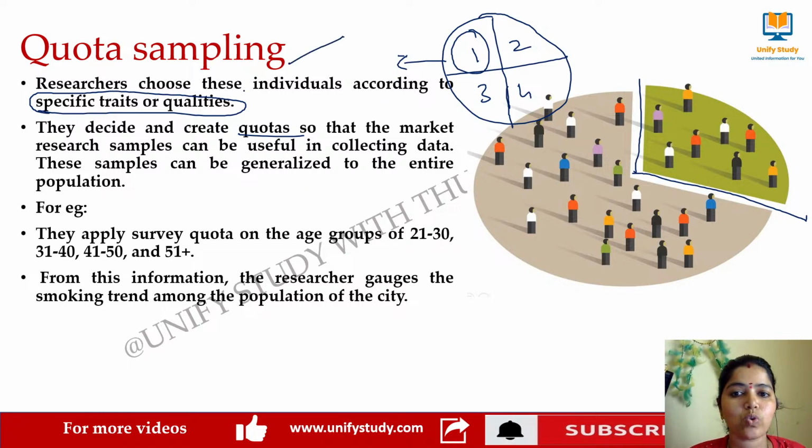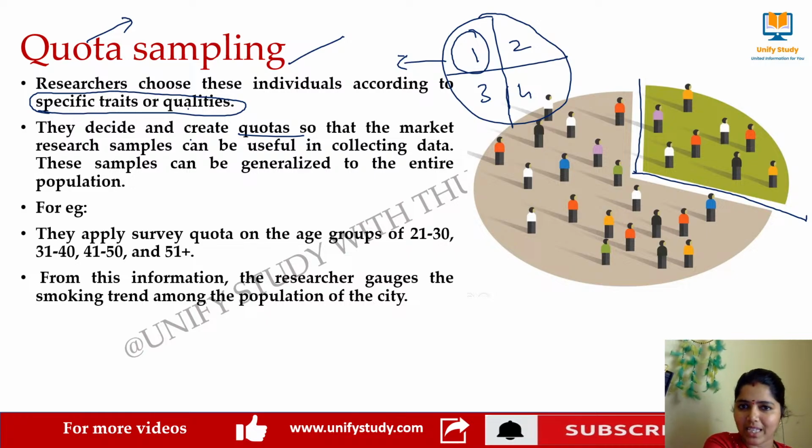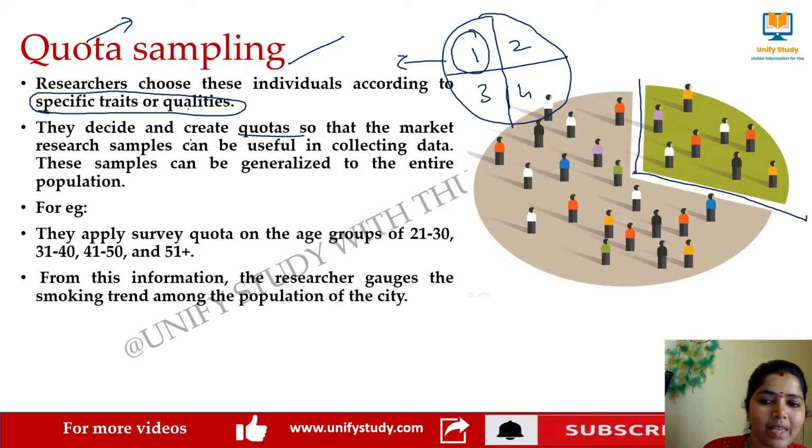The researchers choose the individuals according to their specific traits or qualities. Based on quota you will be selected, based on category like reservation category, general category, SC category, ST category, MBC category. So based on quota they will be selected for the research, and that we call quota sampling. Based on age group they will also be selected. Clear? Yes?